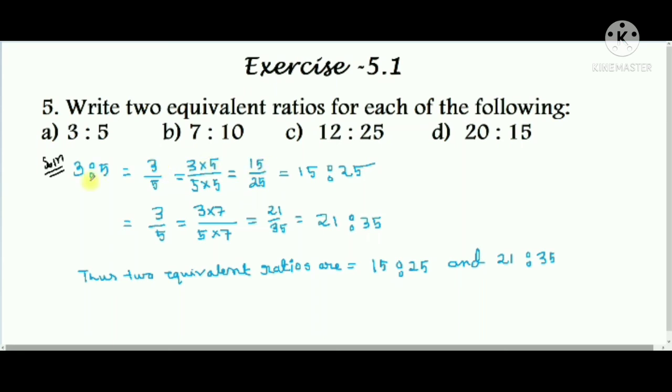The rest, parts B, C and D, you do by yourself. Okay, now we'll start the next question. See the next question.